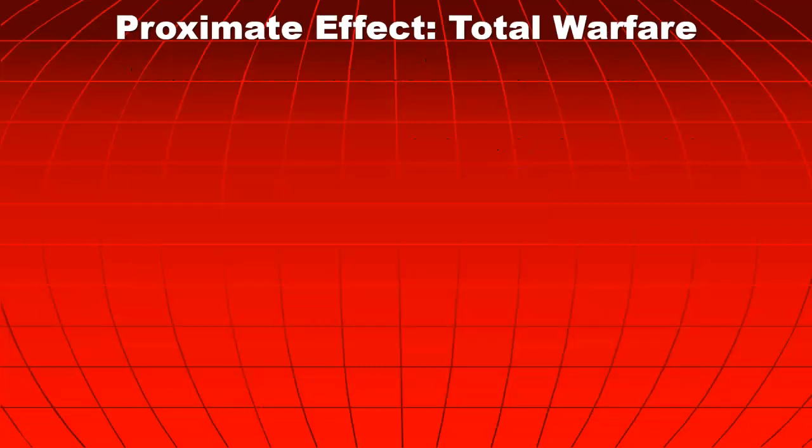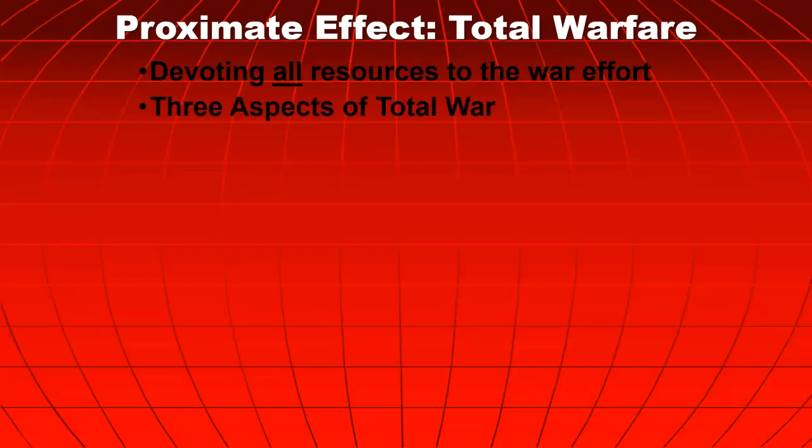Now, another proximate effect is what is known as total warfare. Total warfare means that any given state is devoting all of its resources to the war effort. In other words, it's not just a military operation. It's everything in the whole society. And there's three aspects that I want you to focus on when we talk about total war.